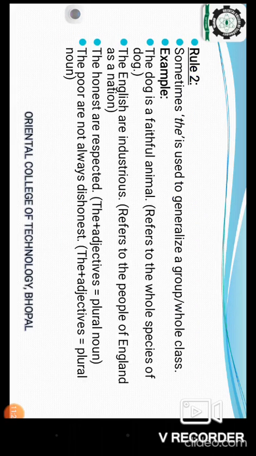Rule number 2. Sometimes the is used to generalize a group or whole class. Example, the dog is a faithful animal. Refers to the whole species of dogs. The English are industrious. Refers to the people of England or as a nation. The honest are respected. The plus adjective is equal to a plural noun. The poor are not always dishonest.